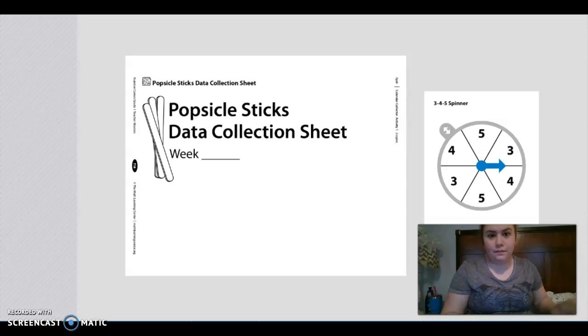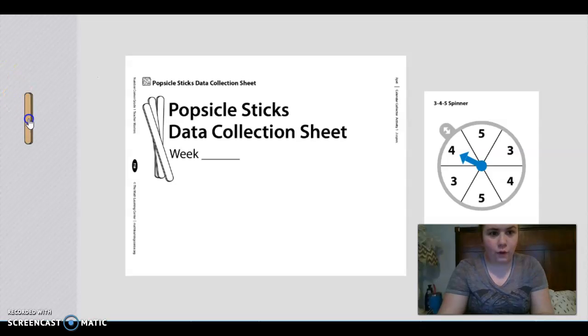Now for our data collecting, just like last month we collected pennies, nickels, and dimes, this month we are going to be collecting popsicle sticks. It works kind of the same way. We're going to be spinning a spinner with numbers 3, 4, and 5 on it, and we're going to be collecting popsicle sticks and then seeing how many we have total. So today is week 1, so I am going to write 1 because it is week 1. And now let's spin to see what we get.